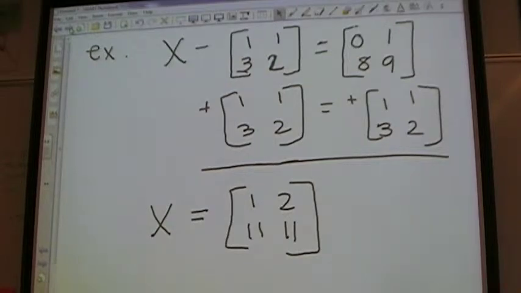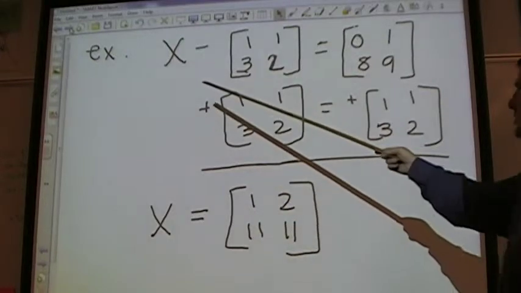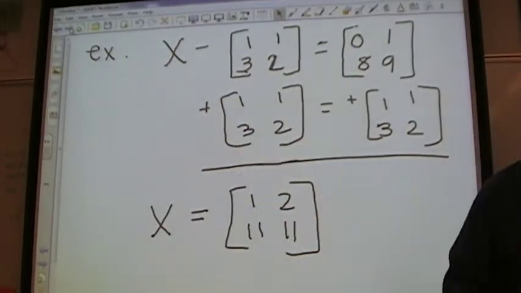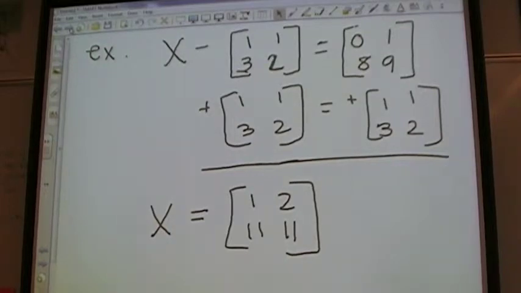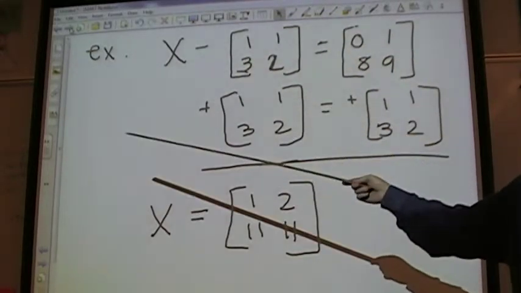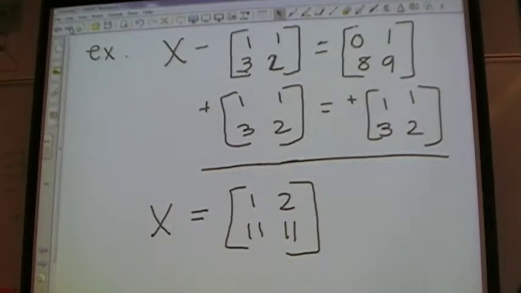Next example, solving a matrix equation. This big X here is representing a matrix. Alright, so we have matrix X minus 1, 1, 3, 2. So we solve this just like we were solving an equation. They don't put it in the matrices box, they just give you an X and you have to know that it's a matrix. If it's a capital X, that's representing a matrix. Or if it says solve a matrix equation.